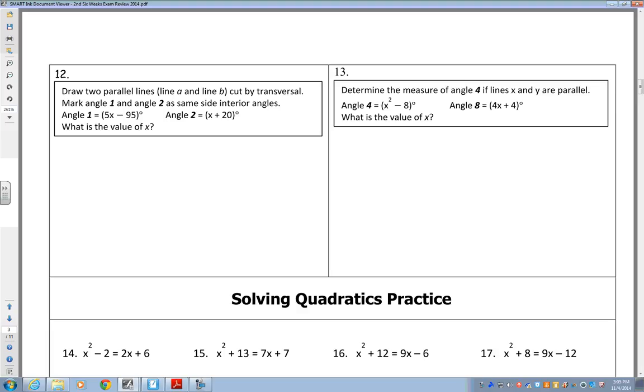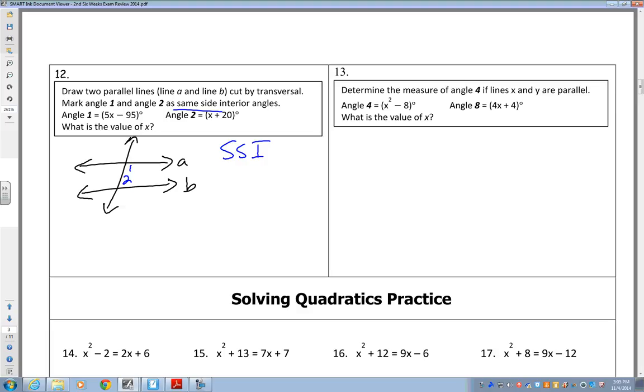I need to talk about this because I need to tell you how it will be on the test in regards to your answer choices or things you need to do. So on number 12, no picture is given. So you need to draw your two parallel lines. And then we have lines A and B with the transversal. And then we need to label the angles 1 and 2 as same side interior. Okay, same side interior, 1 and 2. So you have to know that angle pair and its relationship.